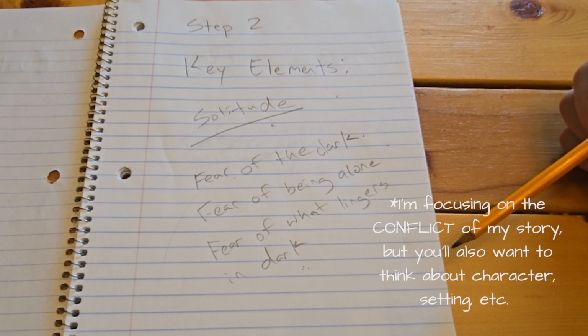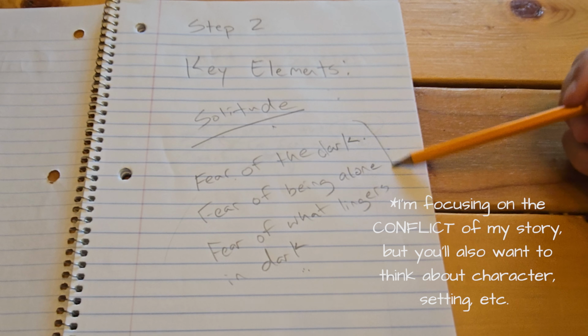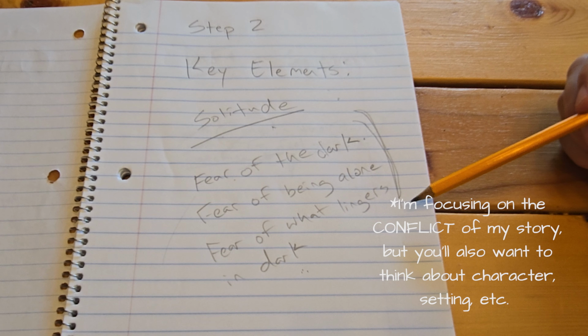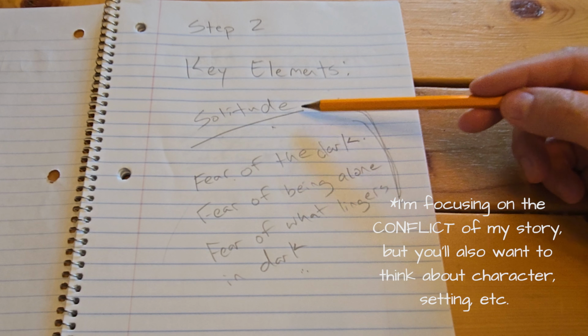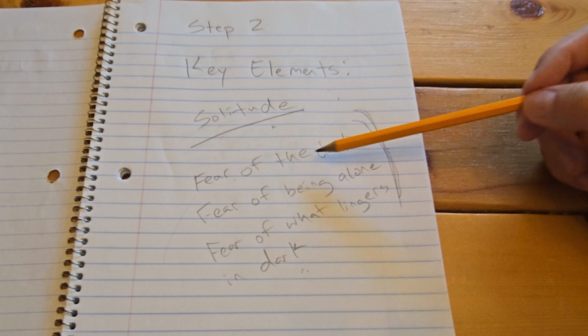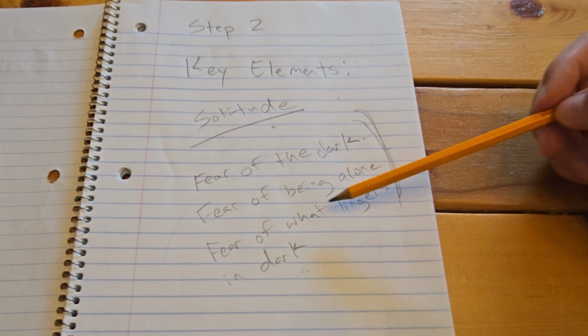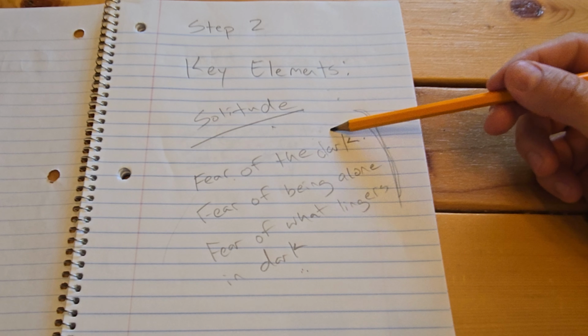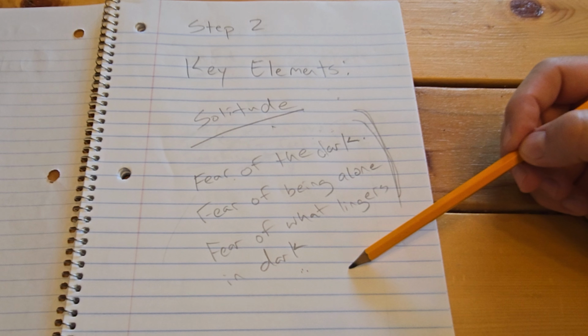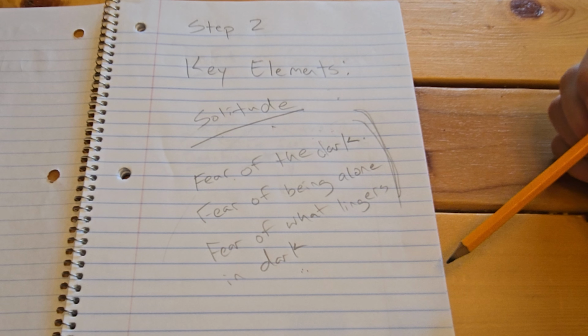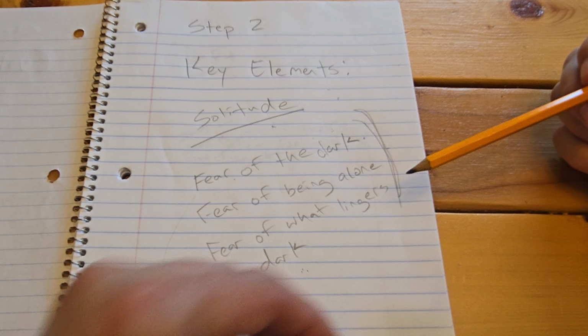So again, going with solitude, I started to brainstorm the kind of things that I might evoke with that solitude, the kind of subjects I might go into when I'm talking about solitude. So I was thinking of fear of the dark, fear of being alone, and then going off this fear of the dark, because that's really the one that I kind of got interested in. I talked about fear of what lingers in the dark. So those are some of the things that I want to get into with my story. Those are my key elements.